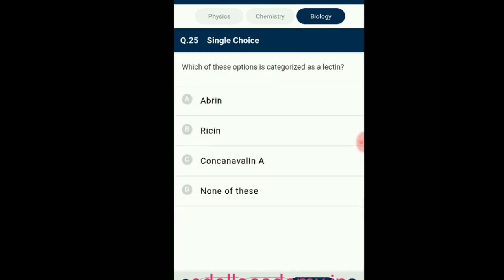Question 25. Which of these options is categorized as a lectin? Lectins are proteins which bind to carbohydrates. Abrin is a toxin obtained from Abrus precatorius and ricin is a toxin obtained from the castor oil plant Ricinus communis. Concanavalin A is a lectin extracted from the jack bean, Canavalia ensiformis. So the answer for this question is option C.